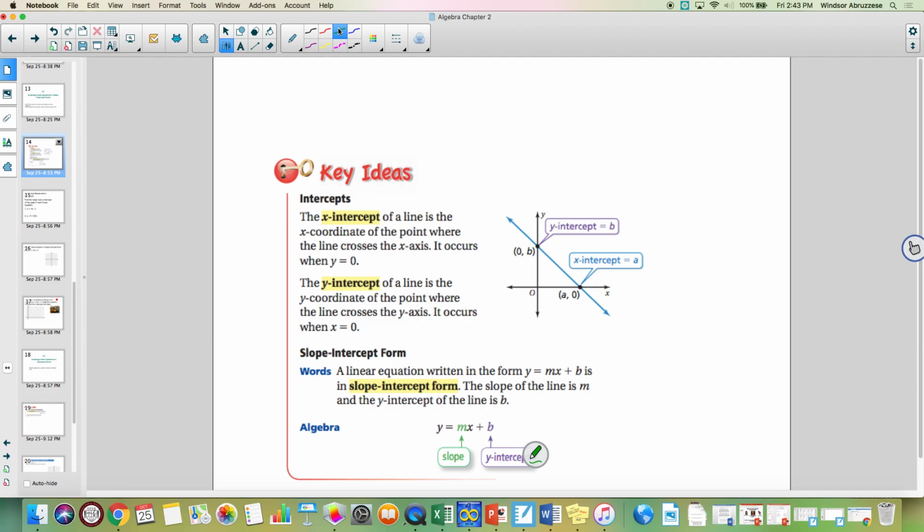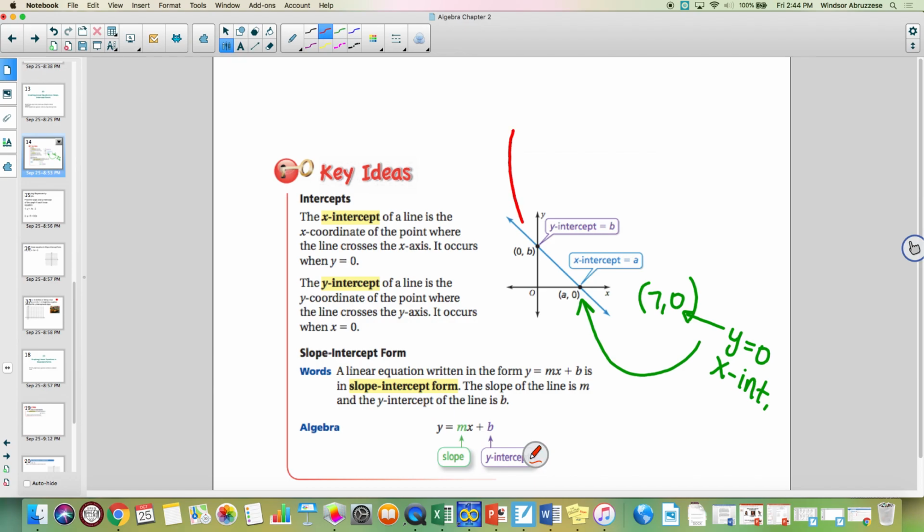So the x-intercept is where your line crosses the x-axis. And that coordinate is always going to be some value, comma 0. So in this particular example, let's just guess this coordinate is 7, comma 0. The y will always equal 0 for the x-intercept.